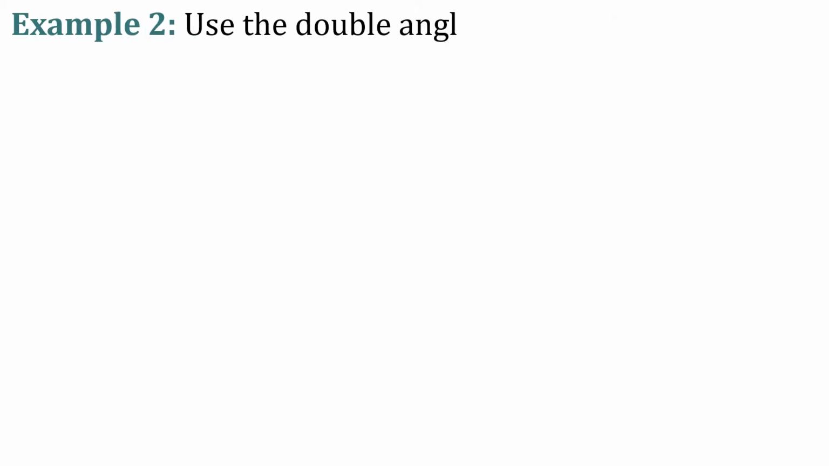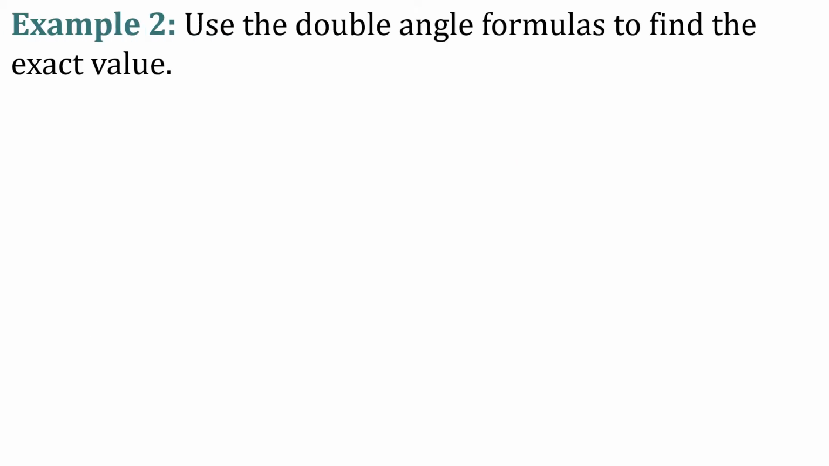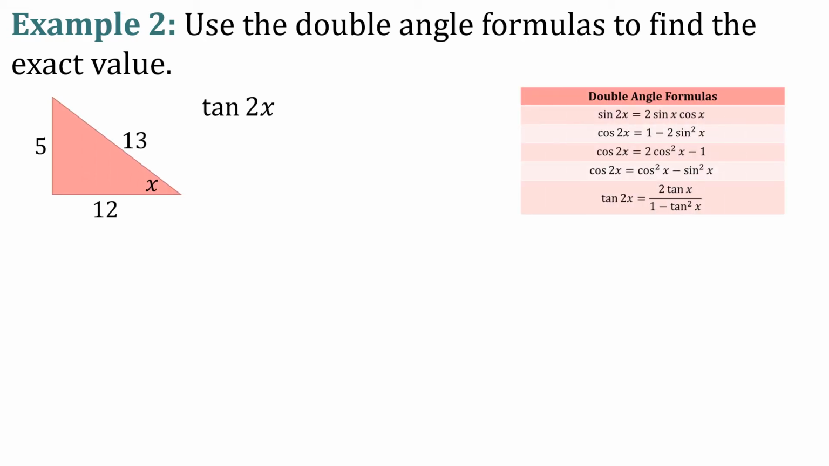Okay, let's do another example. Once again, we're still using double angle formulas to find the exact value. Same triangle, but this time we're looking for tangent of 2x. So we need to know what tangent is. Tangent is the opposite over adjacent. Remember, tangent is TOA, if you remember that from geometry. So tangent is opposite over adjacent, 5 over 12.